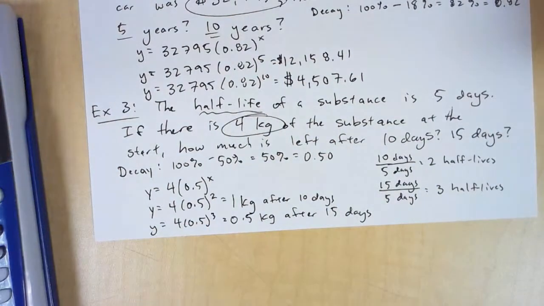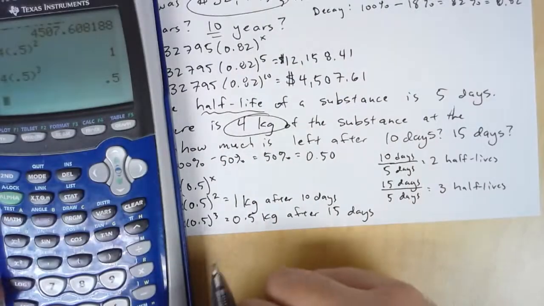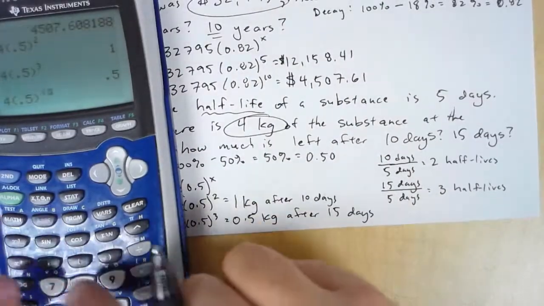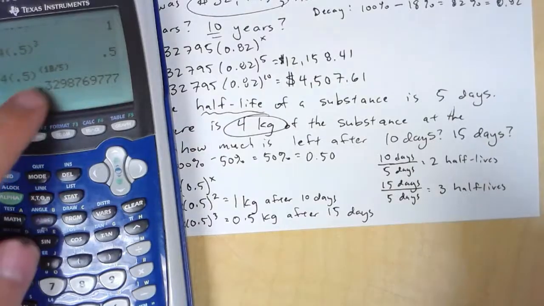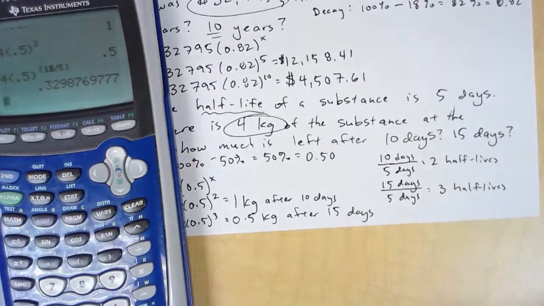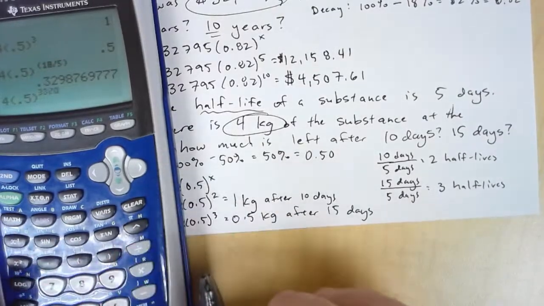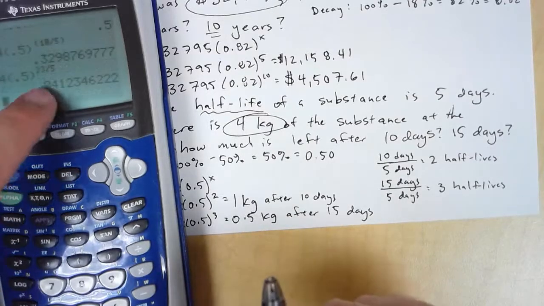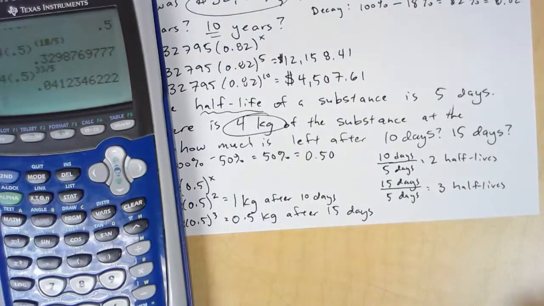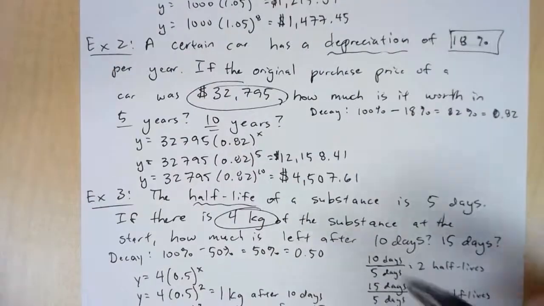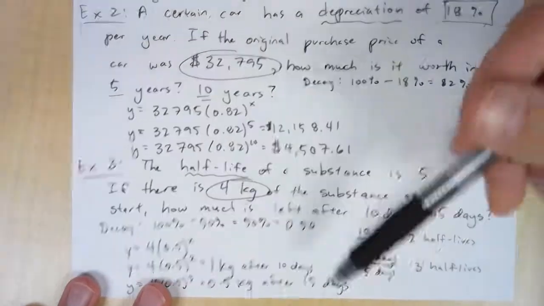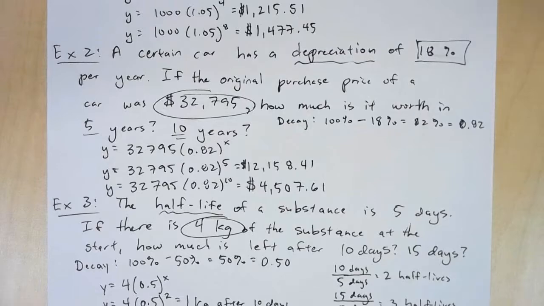So this is helpful. We get nice answers here, but if you wanted to find like 18 days, you could say 4 times 0.5 to the 18 over 5, which would give you like 0.32 kilograms. You could say after 33 days, how much is left? 4 times 0.5 to the, let's see, 33 divided by 5, because that's our half-life interval. It's like 0.04 kilograms left. So yeah, I kind of rigged this last problem to have some nice numbers, but you could rig it up for any number you want. You could find out any value after your overall time interval.